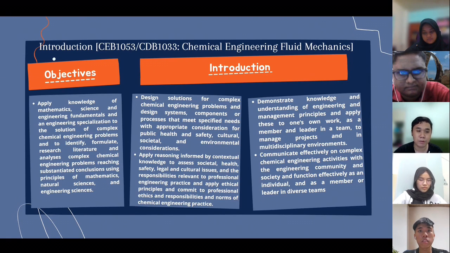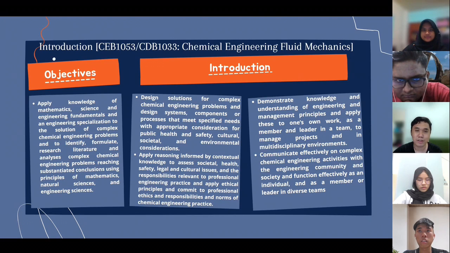and design system components or processes that meet specified needs with appropriate consideration for public health and safety, cultural, societal, and environmental considerations. By applying reasoning informed by contextual knowledge to access societal, health, safety, legal, and cultural issues, and the responsibilities relevant to professional engineering practices, and apply ethical principles and commit to professional ethics and responsibility, as well as the norms of chemical engineering practices.